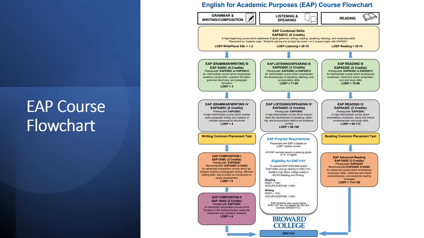EAP students, otherwise known as English for Academic Purposes students, aka you, are also eligible to take the math subtest of a common placement test during or after EAP 0420C. Each student's goal is to reach college level English composition, otherwise known as ENC 1101, and to have English skills that support their success with regular college level courses after that.